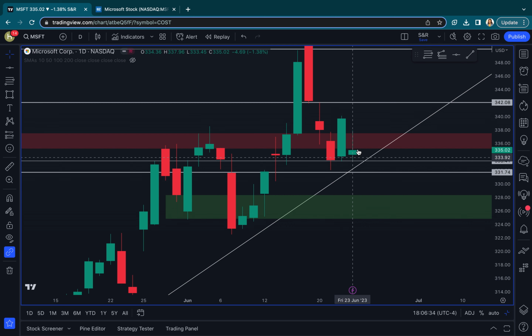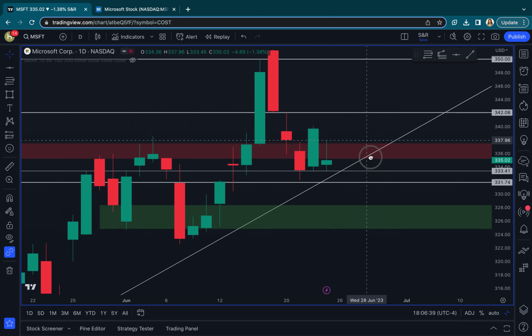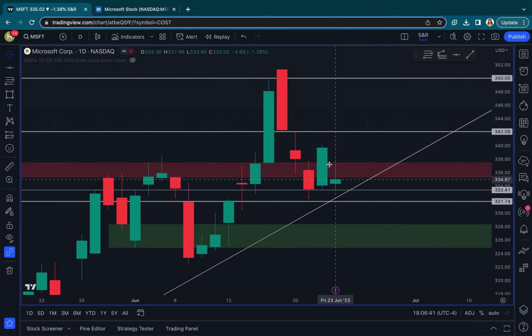This candle looks like a dragonfly doji, could be a reversal showing us that it's going to try to bounce. I think this level will show us what it wants to do. We just need to see if it can hold 332.40 and get back above this area here, and hold it as support. So yeah, that's just kind of what I'm keeping an eye on with Microsoft.